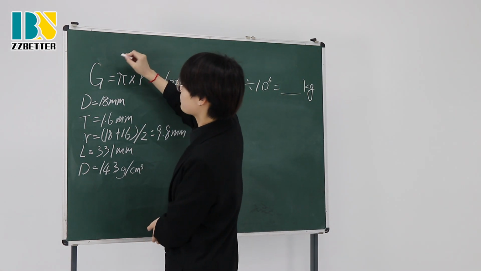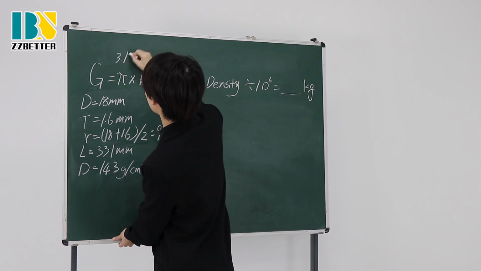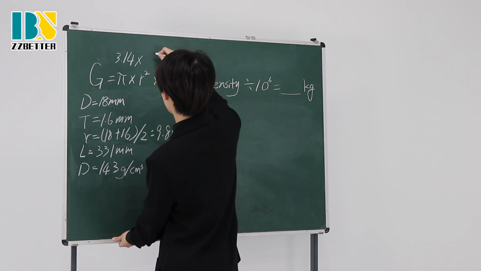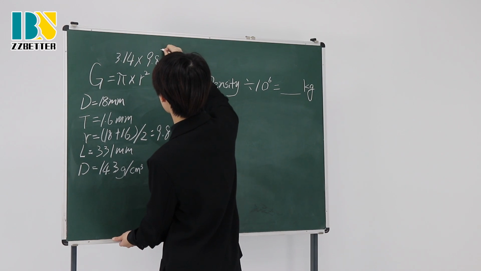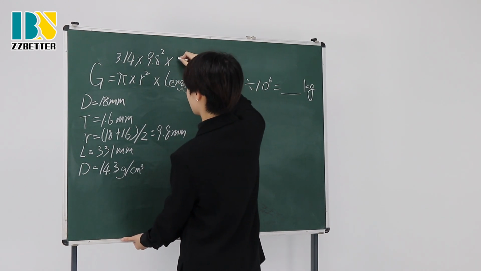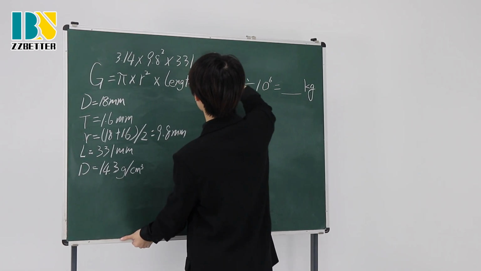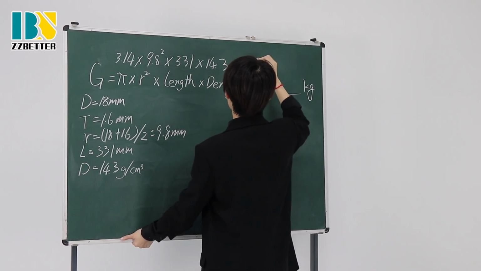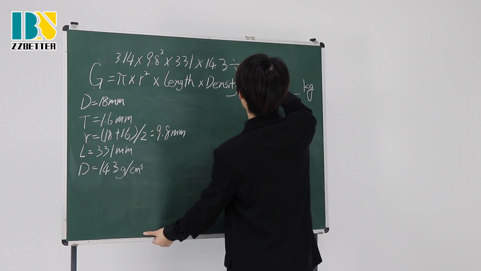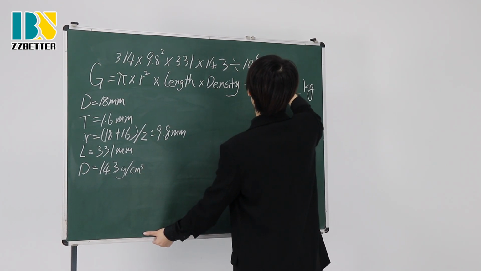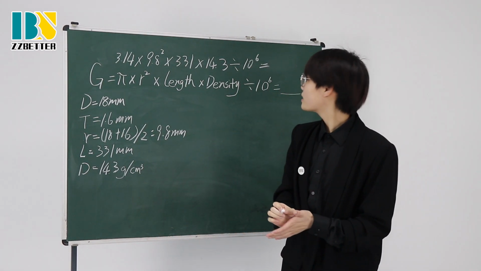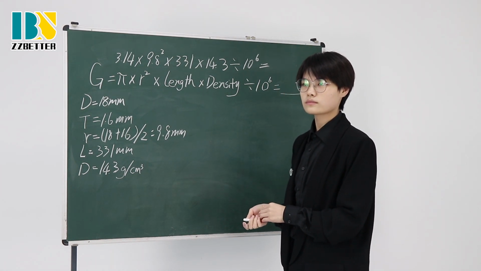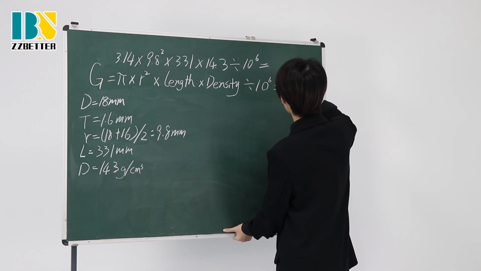First, we use pi with 3.14 as the number for pi, and then we multiply it by 9.8 squared, and then multiply by 331, multiply 14.3, divided by 10 to the 6th power. Zoe, can you please tell us the final answer for this formulation? Yes, the final weight is 1.427 kilo.